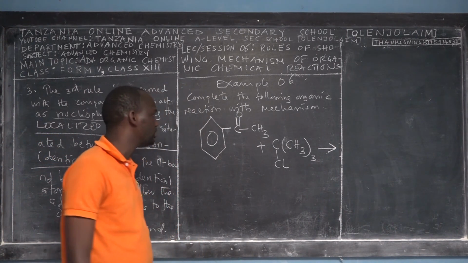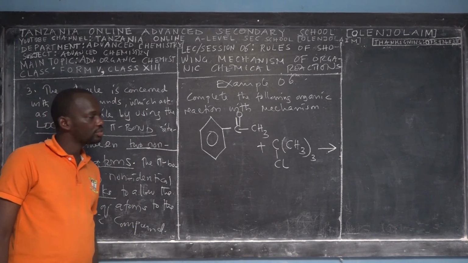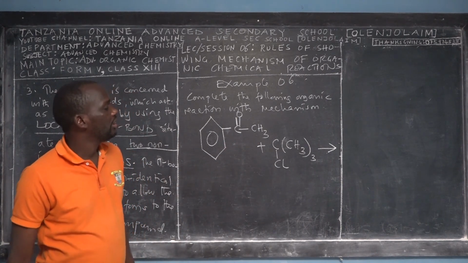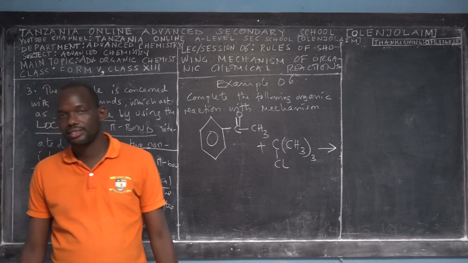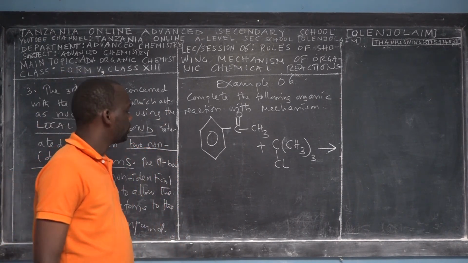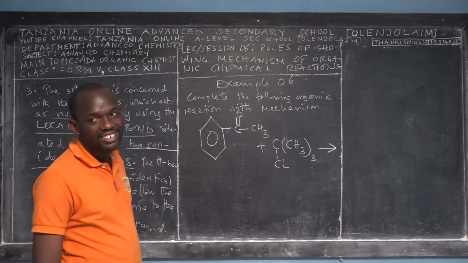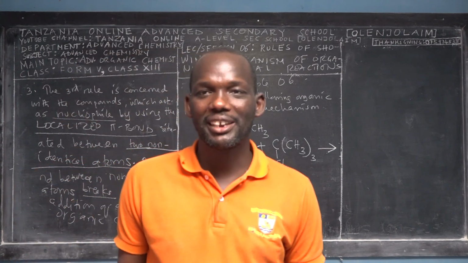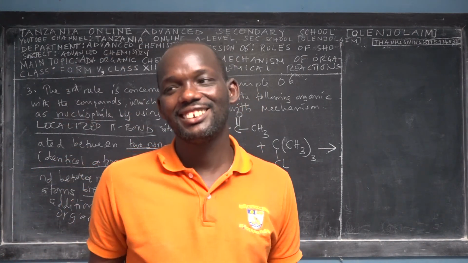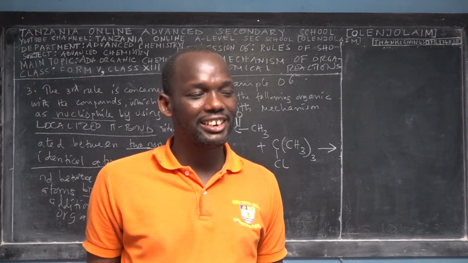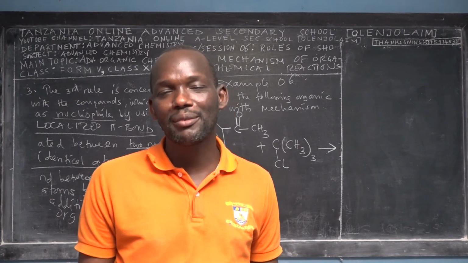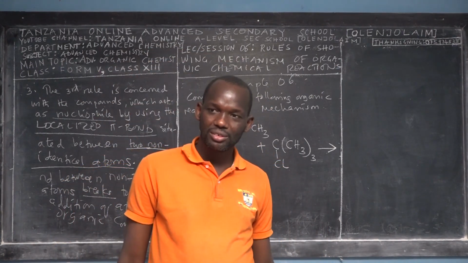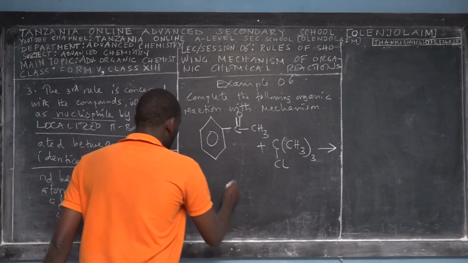Example 6: Complete the following organic reaction with mechanism. This is a ketone, this is benzene, this is the attached group for the ketone, and this is an alkyl halide, but it has some substituent groups. So you can pause the video and complete the reaction mechanism yourself. Pause the video, take a piece of paper, and try to complete the chemical reaction. Then continue to watch the video to see your results. So, the solution.